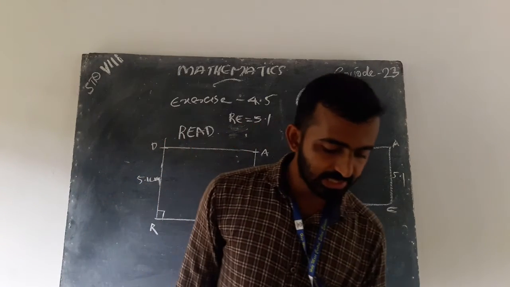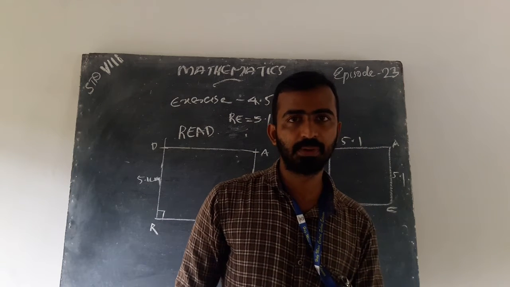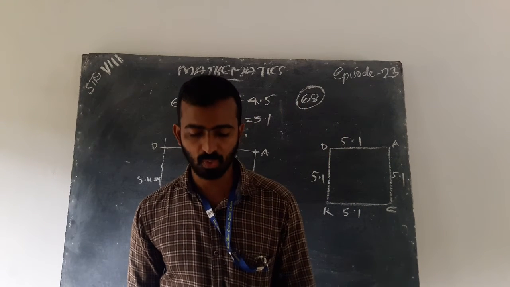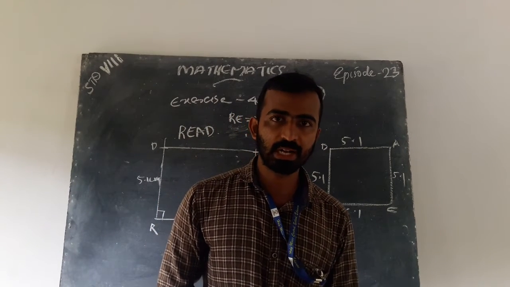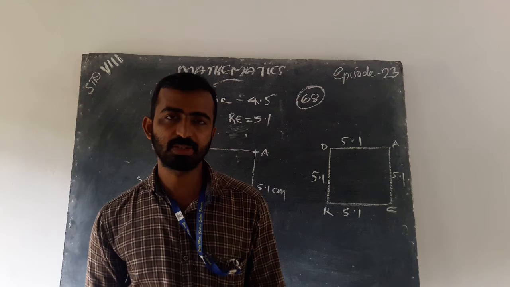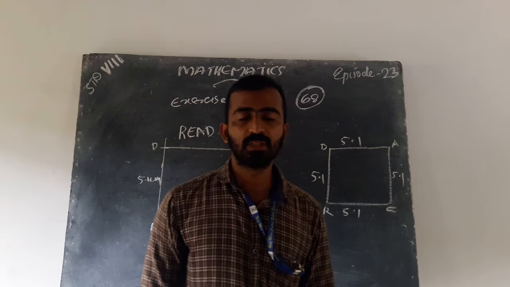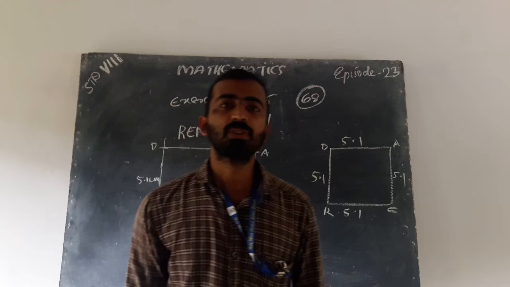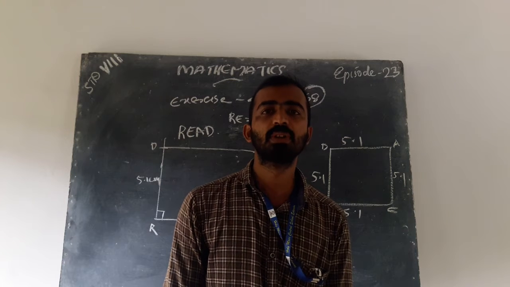And next, the second, third, fourth questions are for your homework. Already we studied the construction of quadrilaterals. That is, first we have 4 sides and 1 diagonal, and next 2 diagonals with 3 sides, 2 angles and 2 sides, and 3 sides and 2 angles, and last we studied the construction of squares.